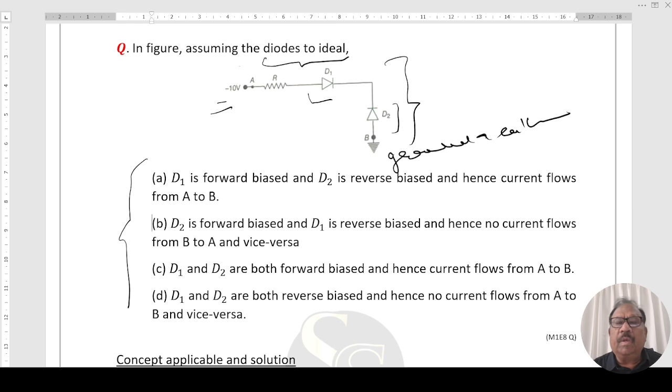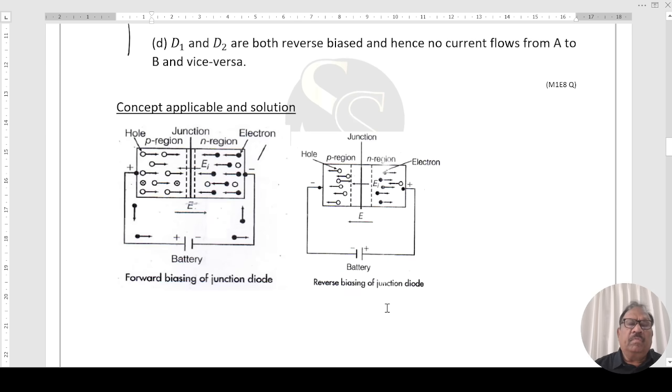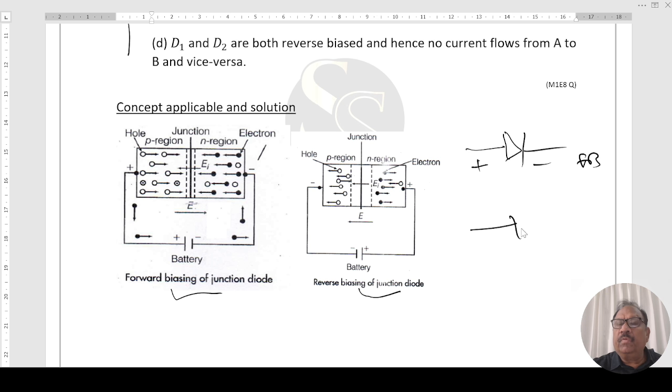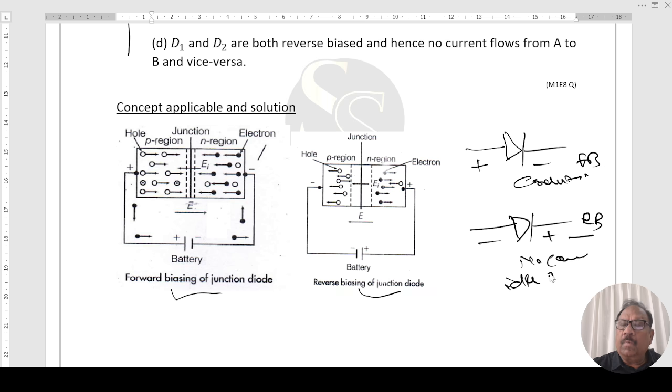Now, the concepts applicable in the solution: one is forward biasing of a junction diode, one is reverse biasing of a junction diode. A diode is represented by this sign. If positive is here and negative is there, that is forward bias. If negative is here and positive is there, that is reverse bias. Ideally, in forward bias conduction is allowed. In this case, no conduction. Ideally, open circuit.